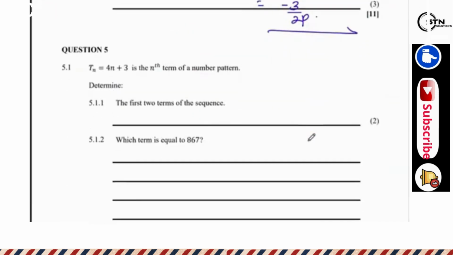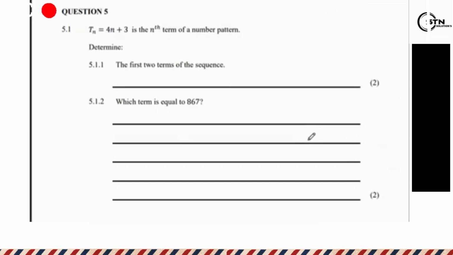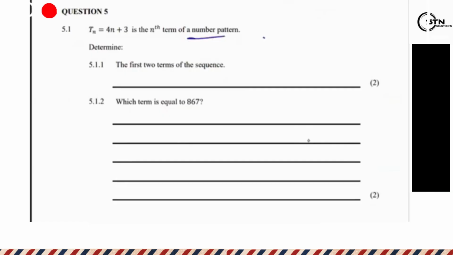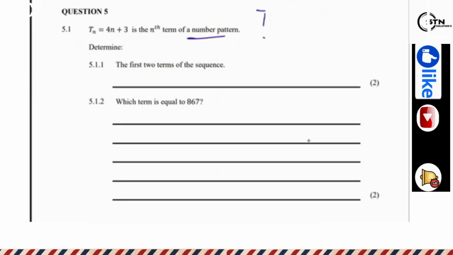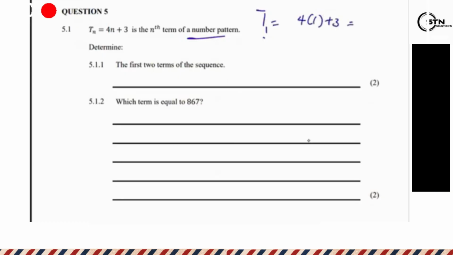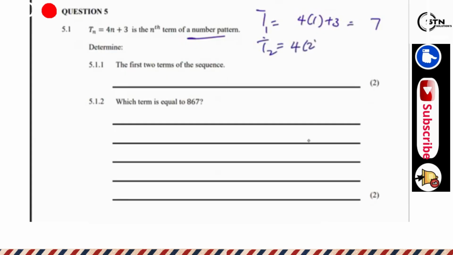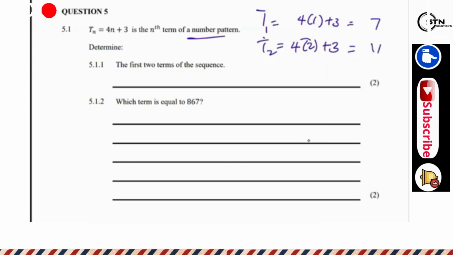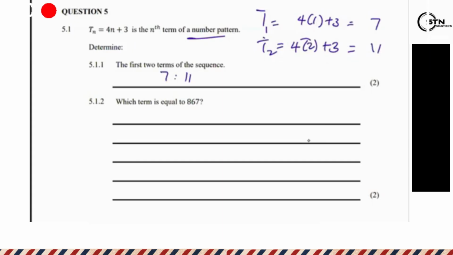All right. And then number patterns. They're telling us that the nth term is 4n plus 3 for this particular number pattern, and we must find the first two terms. For T1, replace n with 1. So that's 4 times 1 plus 3, which is 7. For T2, we have 4 times 2 plus 3, which is 8 plus 3, which is 11. So the first two terms are 7 and 11.